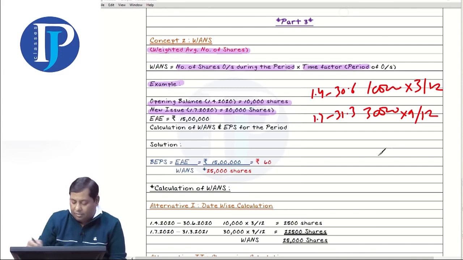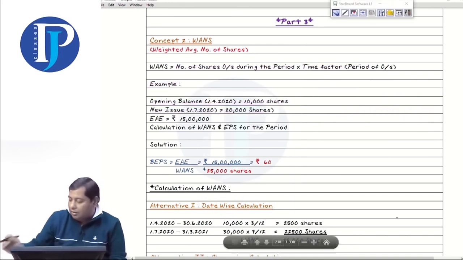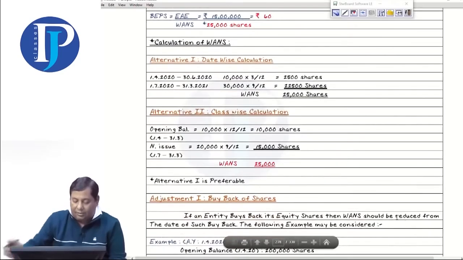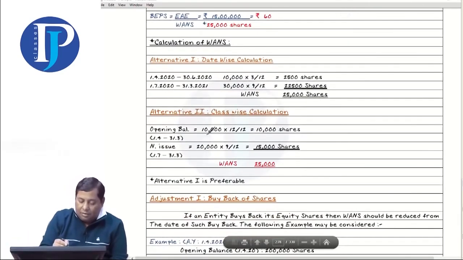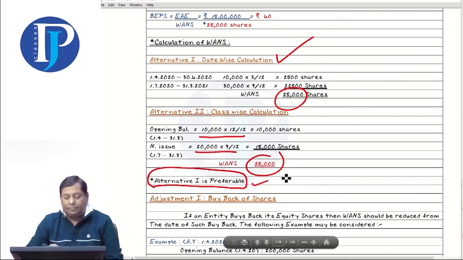See the working? It's a date-wise calculation. With 3 and 9 months, the answer will come. Here we have the first alternative. The second alternative is class-wise calculation. Take the opening balance for the entire year as 12 by 12 and the new issue as 9 by 12. The answer should be the same, but alternative one is preferred.